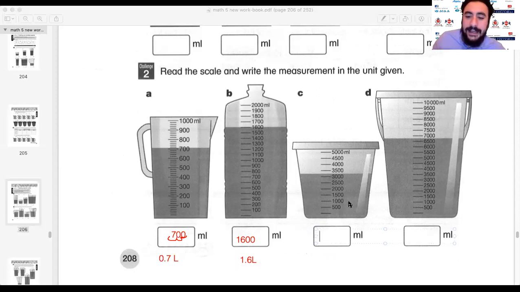But Khadija, it's not exactly 3,000. It's a little bit greater than 3,000. So we can say 3,300, or we can say 3,200. But I'm going to take your answer, which is 3,300. Okay, if I want to convert it into liters, what should I do? We will divide it by 1,000.